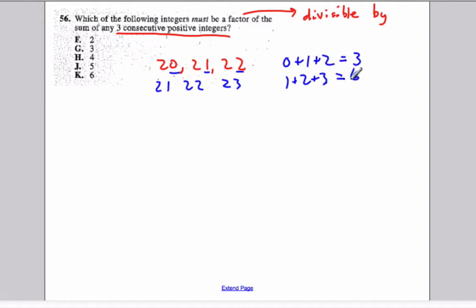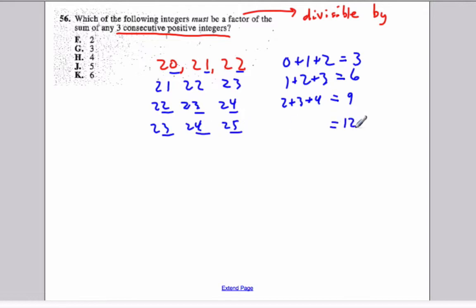Let's try the next set. Let's go 22, 23, 24. Notice I just keep adding 1 to each of these. And this time 2 plus 3 plus 4, or 9. And you can try another one if you want. 23, 24, 25. 3 plus 4 plus 5 is going to give us 12 for a total. All right, I see a pattern developing here. We got 3, 6, 9, 12.